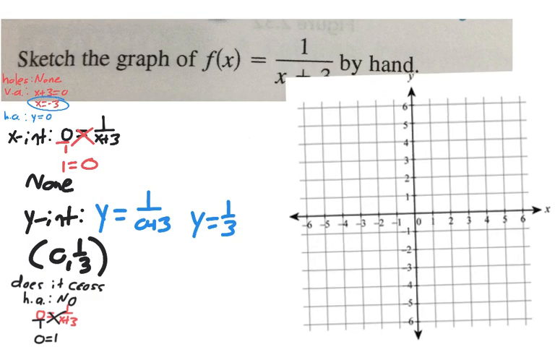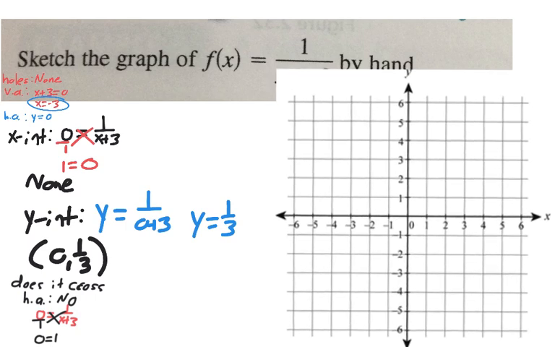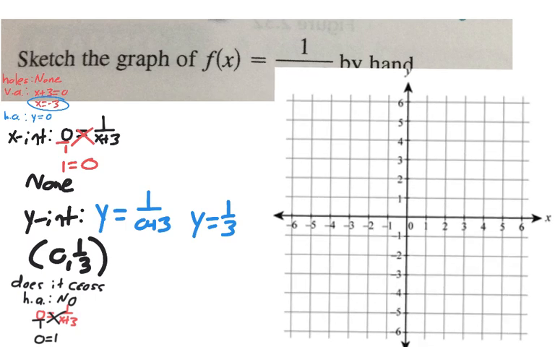Any questions so far about finding any of those? Is everybody good? Okay, vertical asymptote is at x equals negative 3. So I'm going to negative 3 and I'm putting a dotted line.